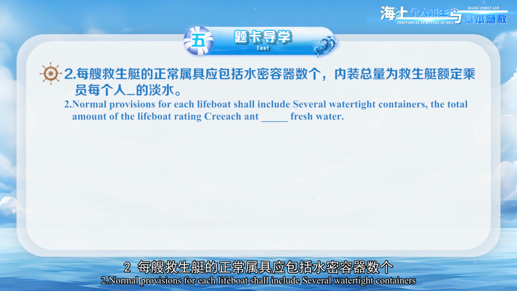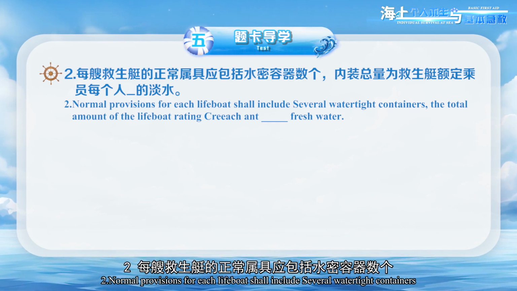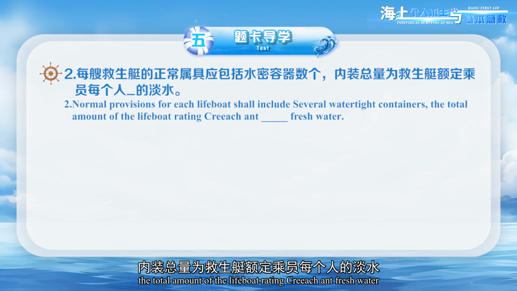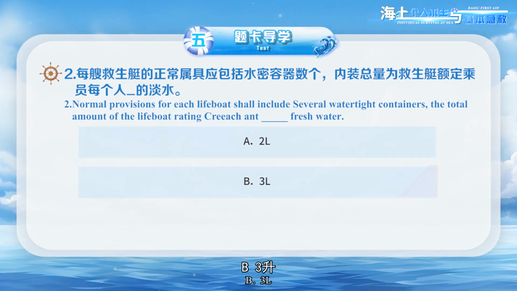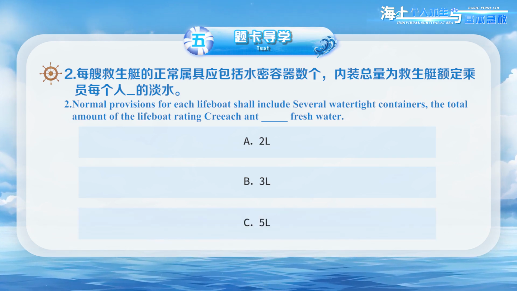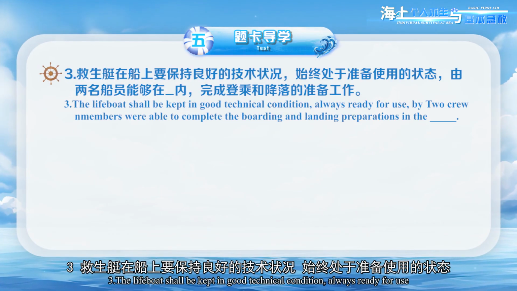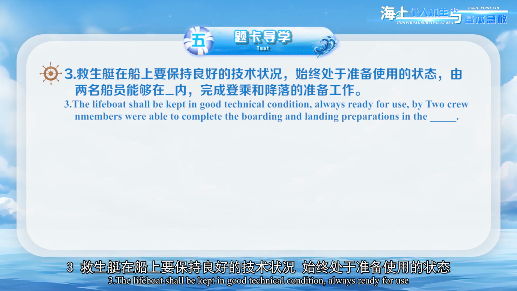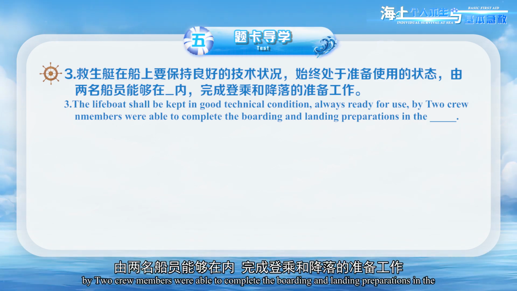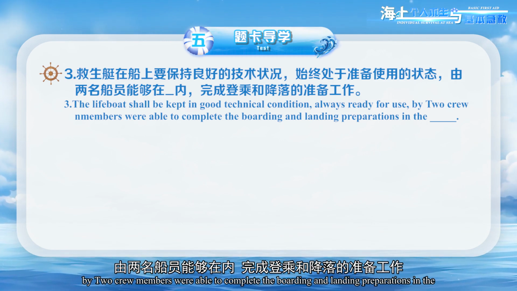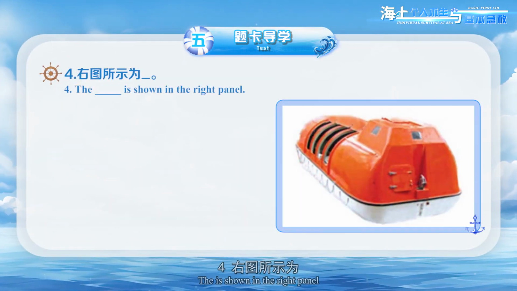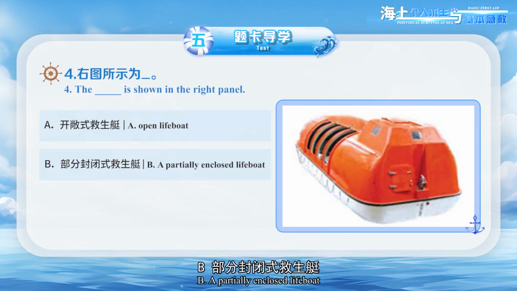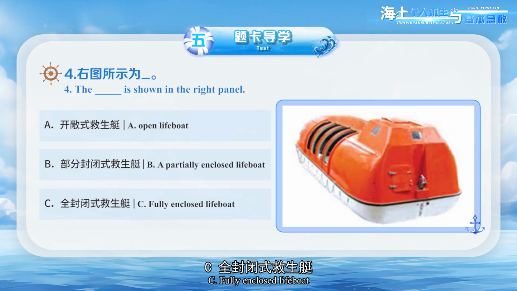2. Normal provisions for each lifeboat shall include several watertight containers. The total amount of fresh water per lifeboat occupant is: A. 2 L, B. 3 L, C. 5 L. 3. The lifeboat shall be kept in good technical condition, always ready for use, so that 2 crew members are able to complete the boarding and launching preparations in: A. 1 minute, B. 2 minutes, C. 5 minutes. 4. Shown in the right panel: A. Open lifeboat, B. Partially enclosed lifeboat, C. Fully enclosed lifeboat.